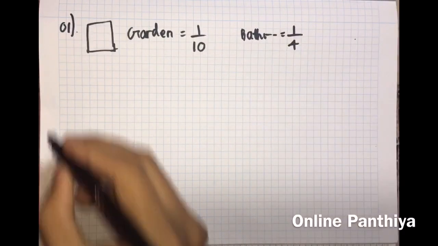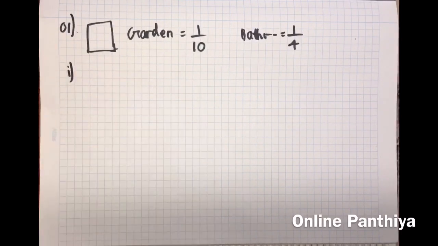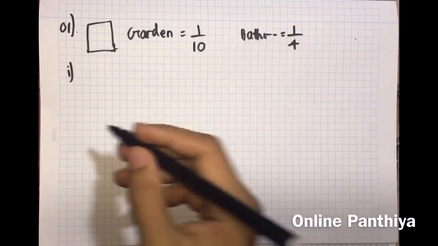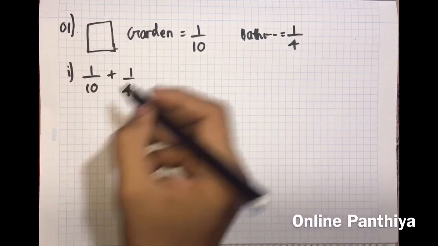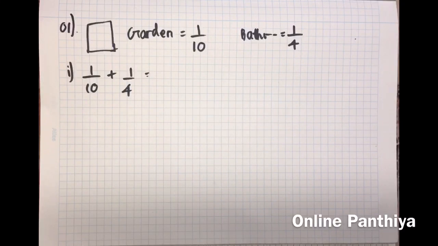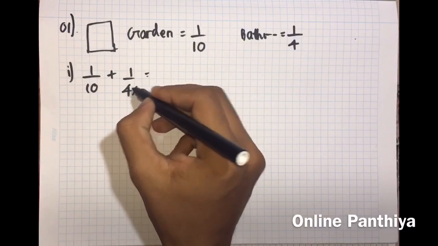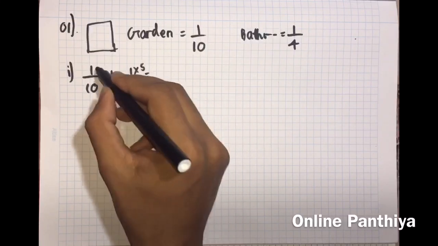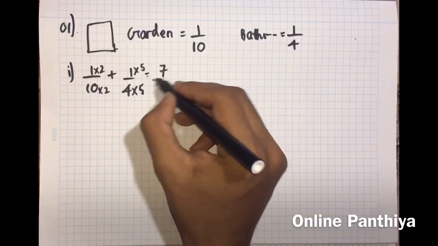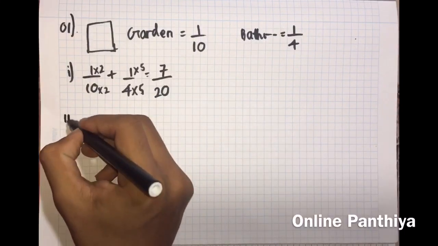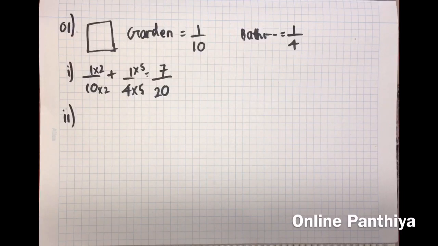Now what does the first question say? Find what fraction of the water in the tank is used for both watering the garden and for bathing. That means you have to find the total. You have to add both 1/10 plus 1/4. How do you add? Since the denominators are not the same, you have to make them the same. So here I multiply by 5, and I multiply this by 2. That is going to give me 7/20.